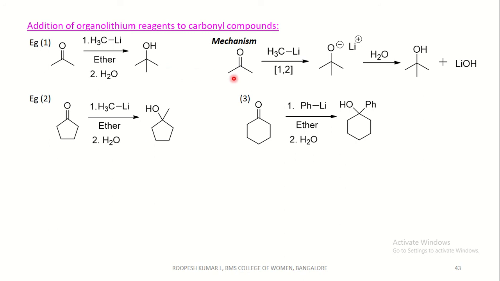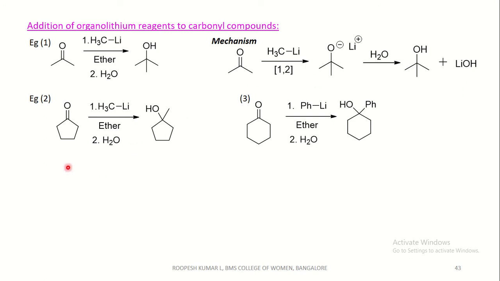Coming to the mechanism, as I said, the metal possesses a positive charge whereas this organic group possesses a negative charge. Hence this carbon attacks the carbonyl carbon, the bond shifts to form a negative charge on the oxygen. This is a salt. On quenching with water, this negative charge takes up a proton from water to form the corresponding tertiary butyl alcohol, with the formation of lithium hydroxide salt which goes into the solution.